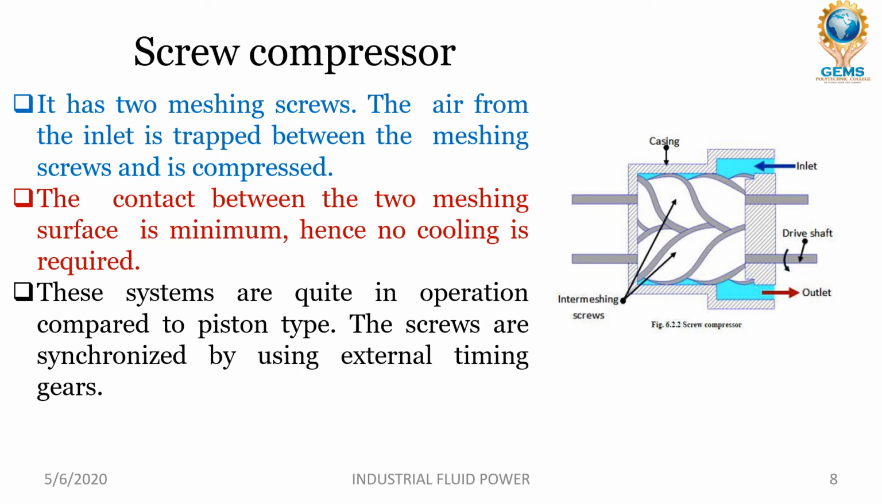So these are the two intermeshing screws, and this is the outer casing. This is the inlet. Through this inlet the air comes in, and it is compressed. How it is compressed: the gap between the two screws is very small, so it compresses the air and it goes out.